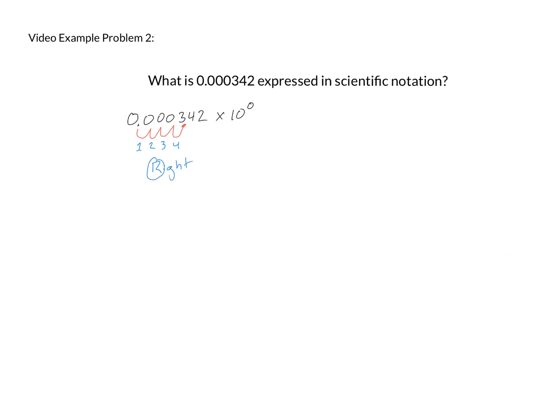Now remember, if I move it to the right, that means I need to reduce the value of the exponent, which means I need to go more negative from the value that my exponent already is. So if I start at 0 and I go down 4, or more negative 4, I end up with the negative 4th as my new exponent. So my number in scientific notation will be 3.42 times 10 to the negative 4.